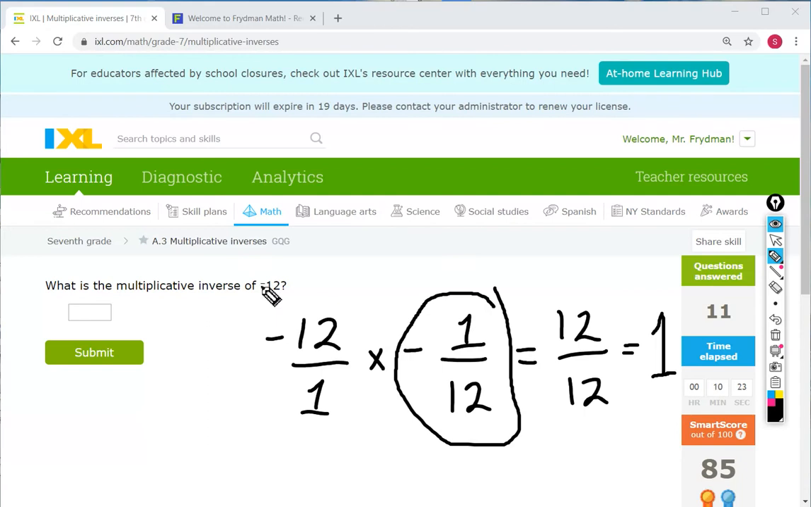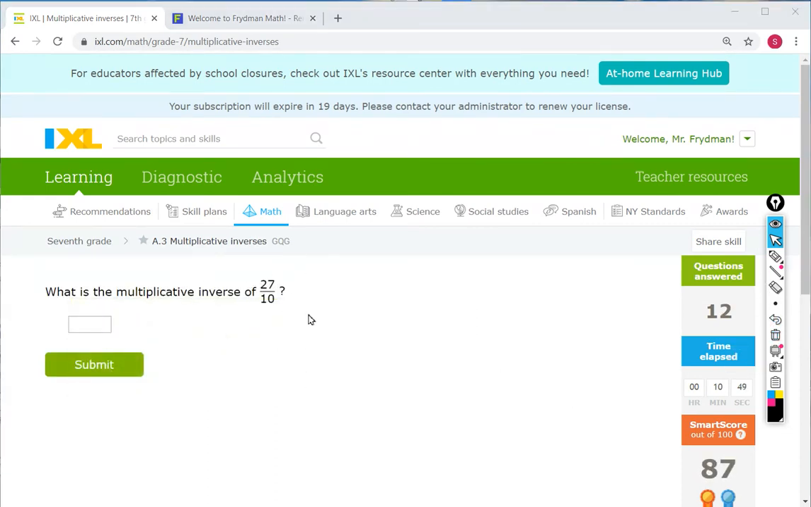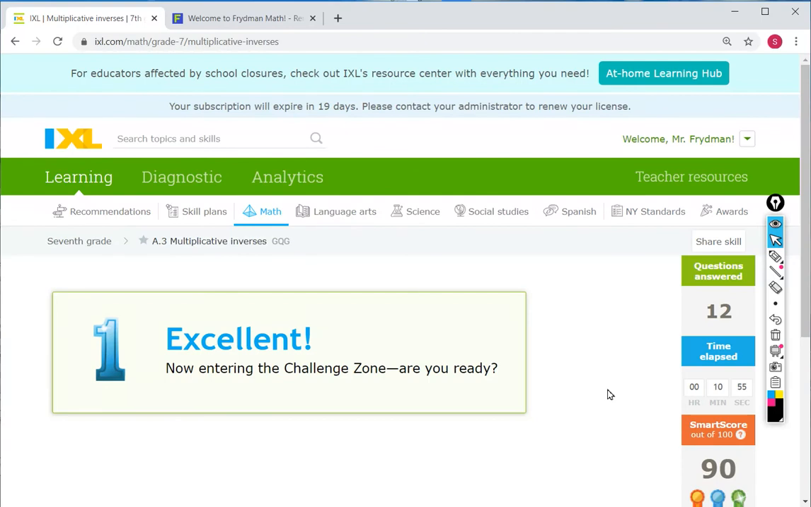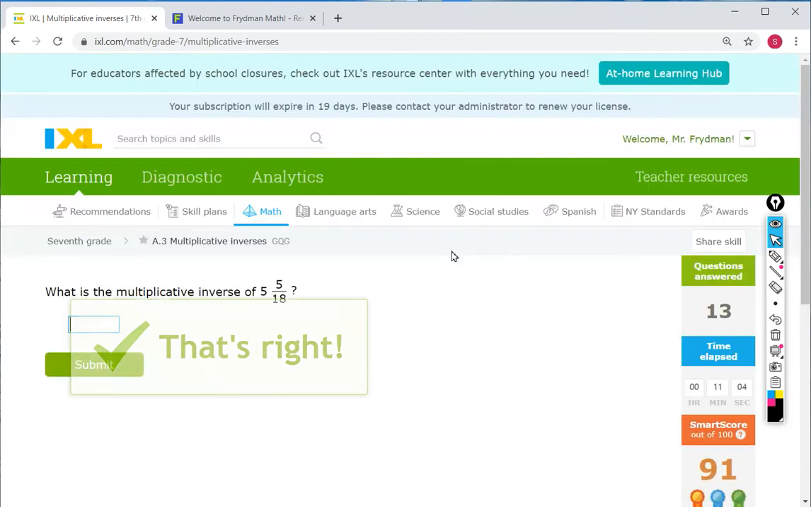So if you see a negative in the number that you're trying to find the multiplicative inverse of, then the multiplicative inverse would also have a negative. So the answer here would be negative 1 over 12. All right, so we've done problems like that. I'm going to skip ahead to the next level. Let's go through these quickly.